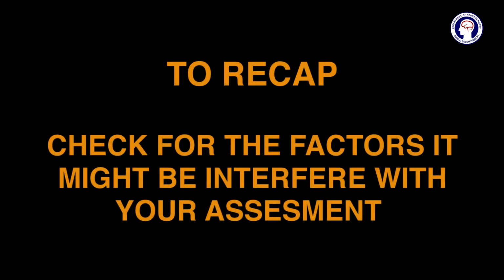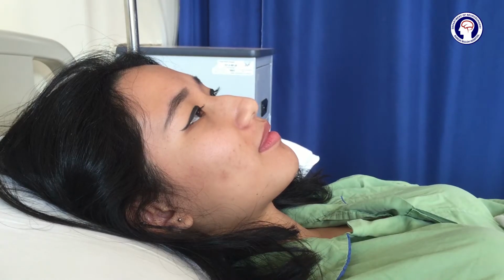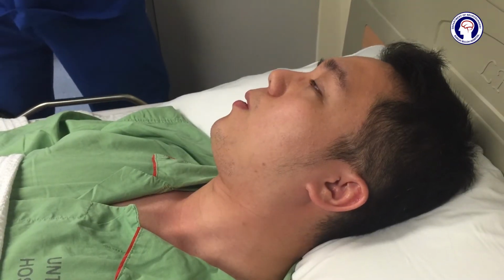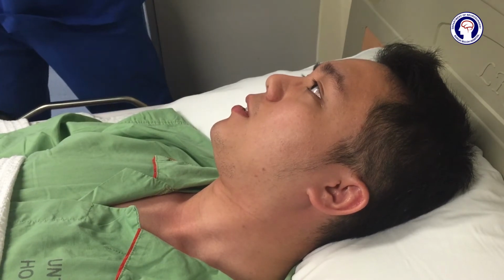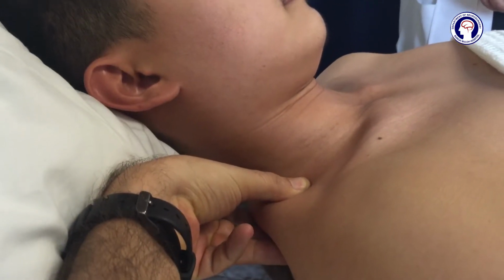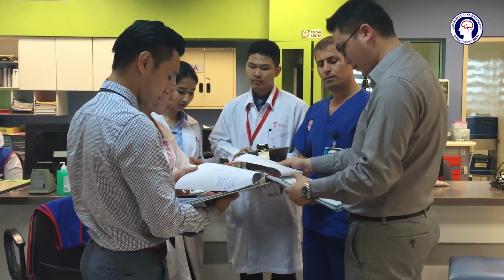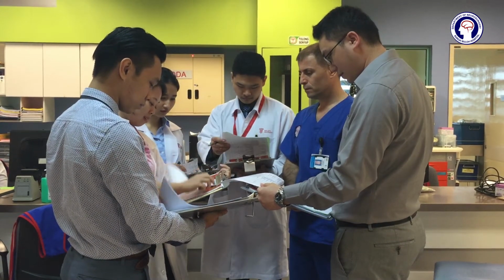To recap, check for factors that might interfere with your assessment. Observe the patient for spontaneous eye opening, speech and movement. If necessary, then stimulate the patient, first verbally and then physically. Findings should be documented clearly on a coma scale chart.